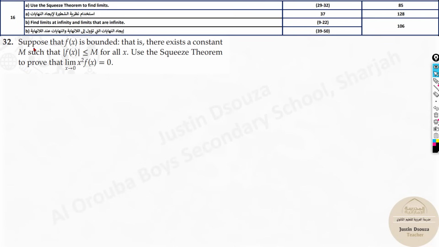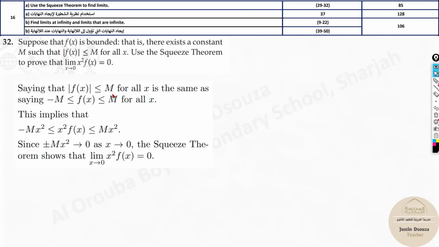Let's quickly see this. Suppose f of x is bounded, that is, there exists a constant m such that the modulus of f of x is less than or equal to m for all x. Use squeeze theorem to prove that x square f of x is 0. Now the most important part is they have told constant m. So constant means whatever happens will be 0, right? So all you do is do the squeeze theorem. See, over here it's written in detail.